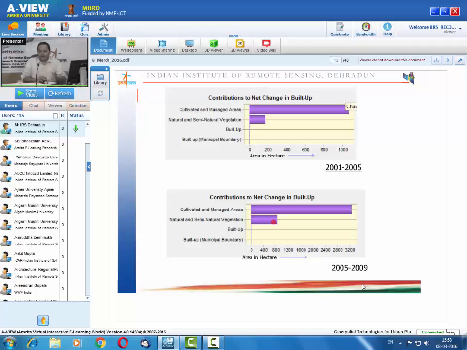So what we are finding is that inside the municipal area, it is basically agriculture that is the major contributor to increase in the built up area. Outside the municipal boundary or outside the Dehradun urban agglomeration area, both the cultivated and the natural semi-natural vegetation are contributing to the increase in the built up area. That means built up area outside the municipal limits.